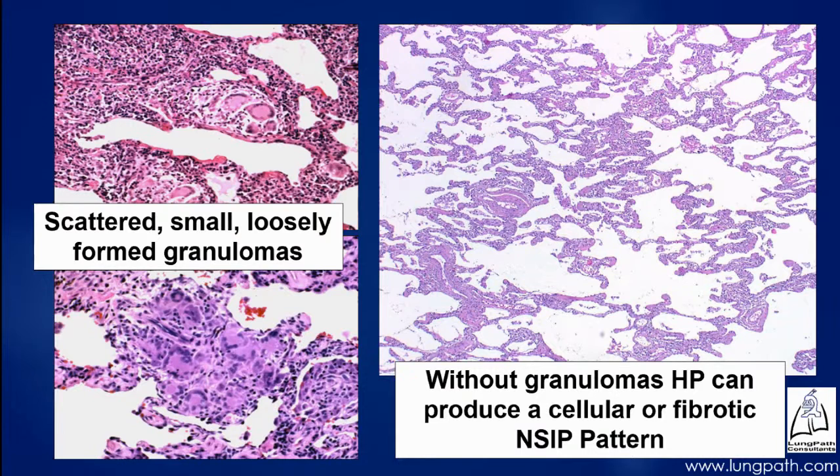They're really quite different. Granulomas are not always present. Sometimes there's just an inflammatory infiltrate, and this may have the appearance then of a cellular or fibrotic nonspecific interstitial pneumonia. About three-quarters of cases of hypersensitivity pneumonitis that we see pathologically will have granulomas.